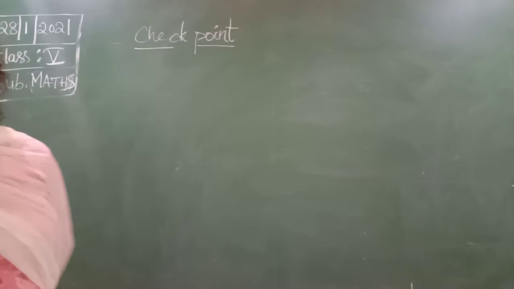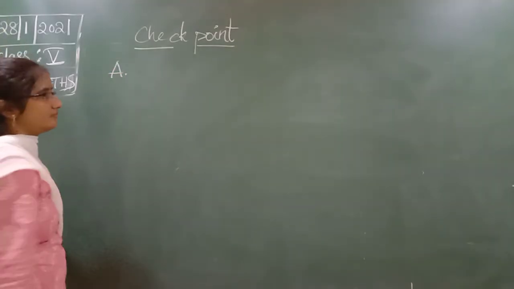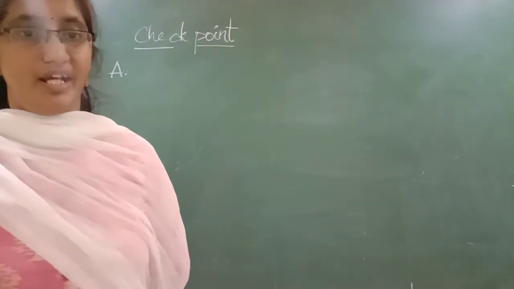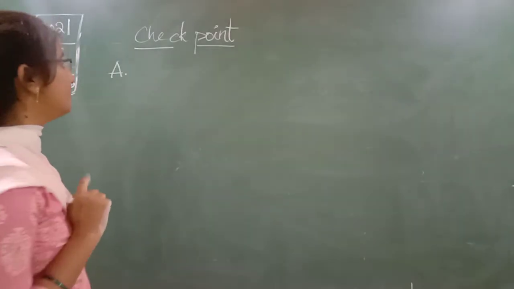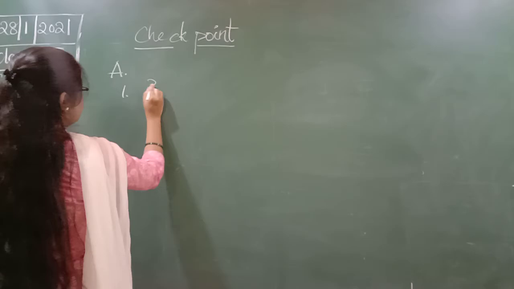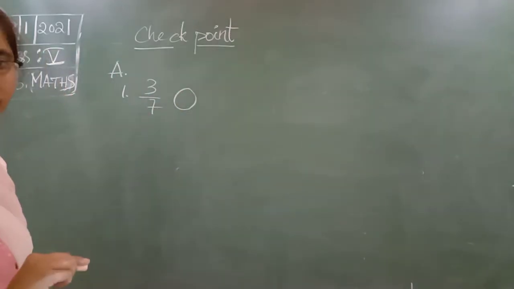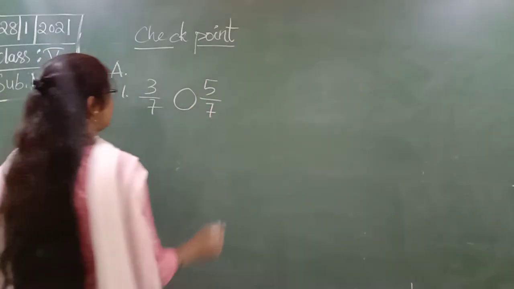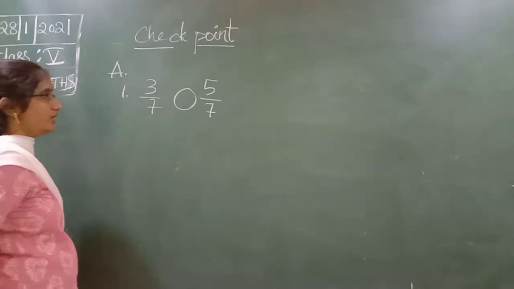This is the checkpoint. First one, A bit. Compare the following fractions and put greater than or less than in the circle. Compare the following fractions as said. I will take the first one: 3 by 7 and 5 by 7. Here the given fractions are 3 by 7 and 5 by 7.